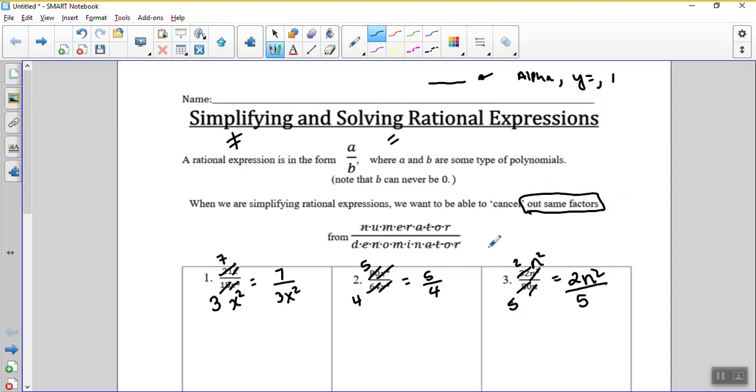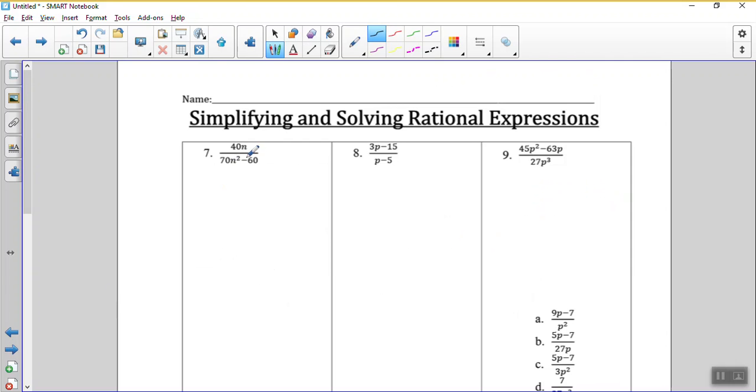Okay, factors. Factors is something that's being multiplied together. That makes it a factor. But this is not being multiplied, so I can't just cancel things out until I factor everything out. So for example, in the numerator, I have 40 times n. There's really nothing to factor, but I know that 40 and n are being multiplied together. But in the denominator, I have to factor out the common term between these two.